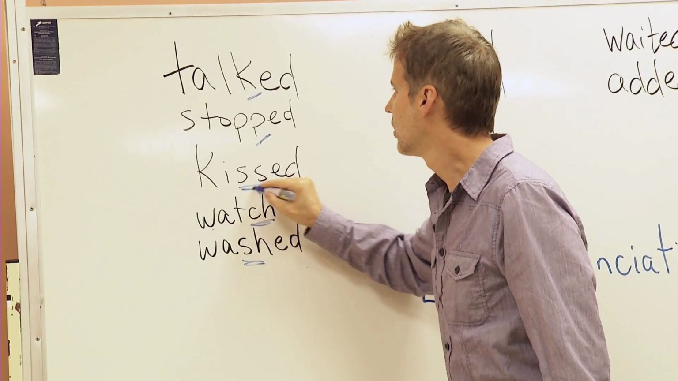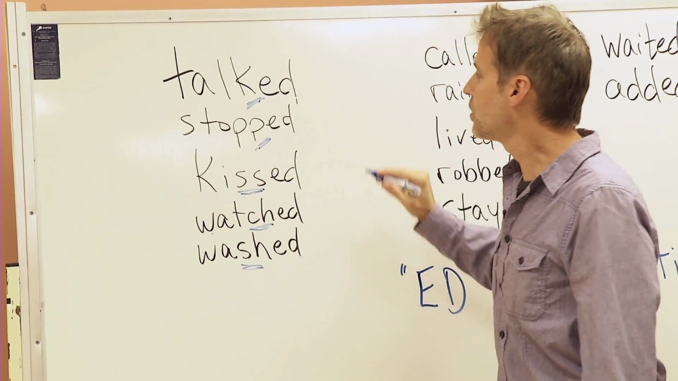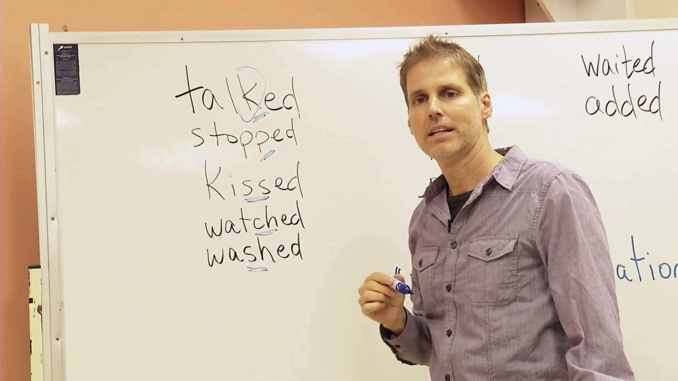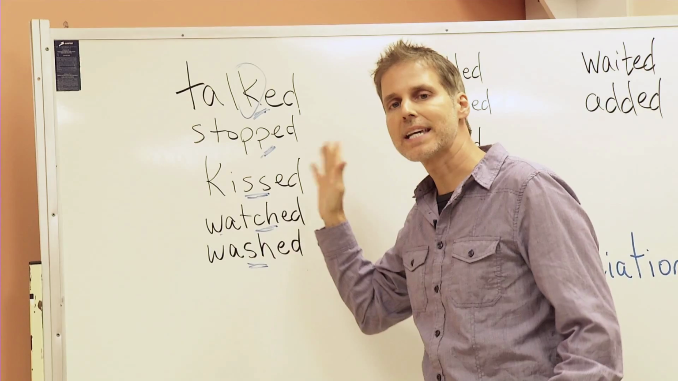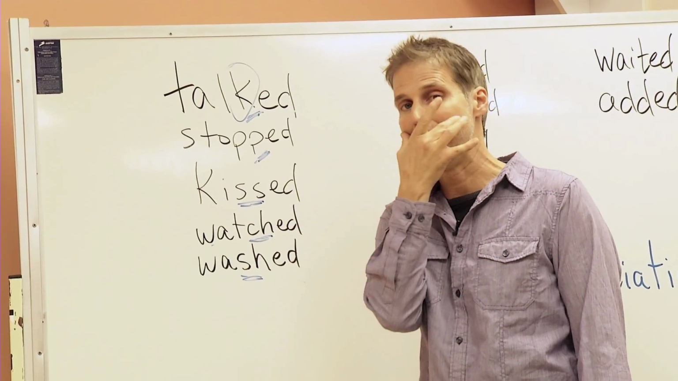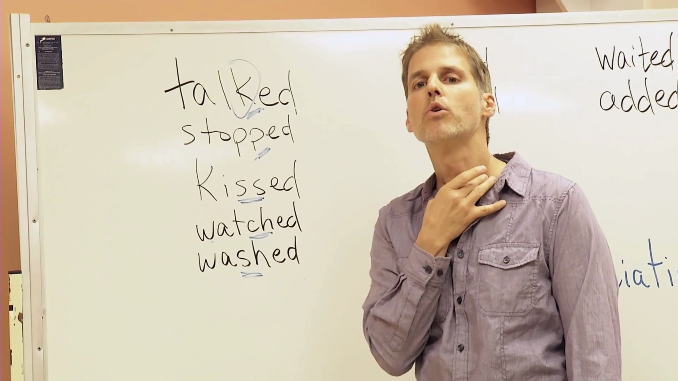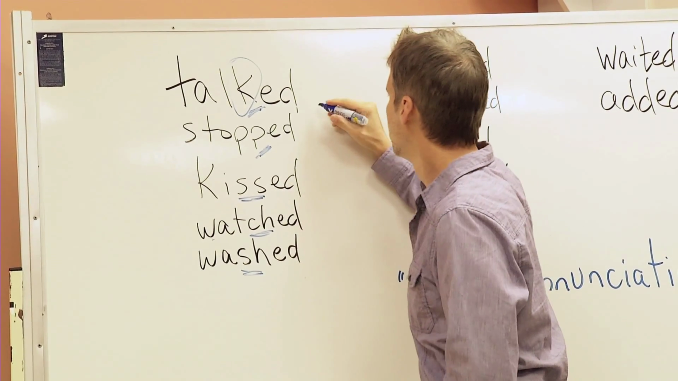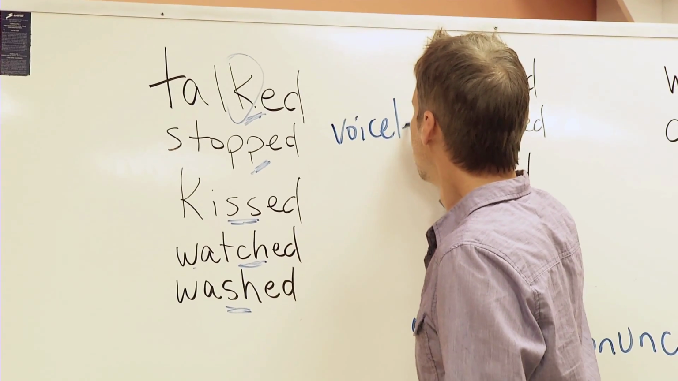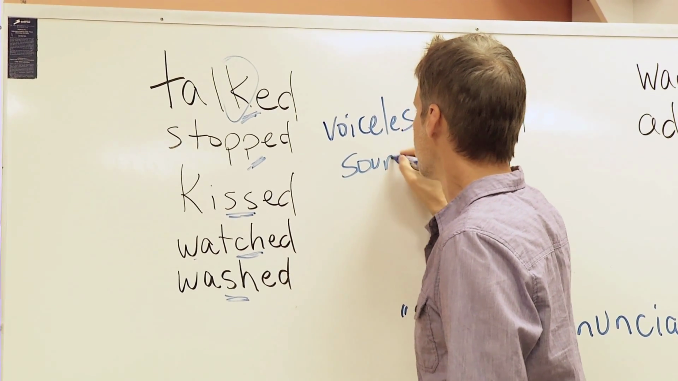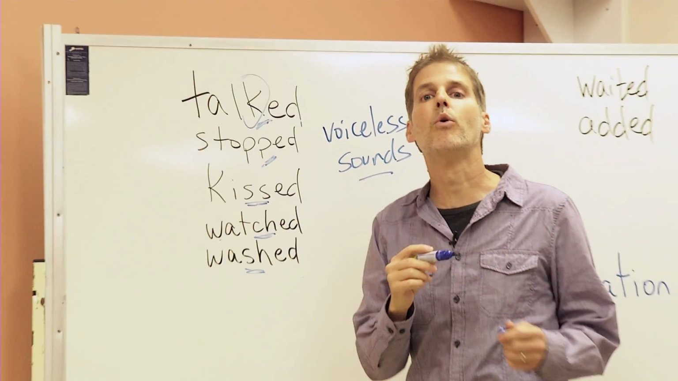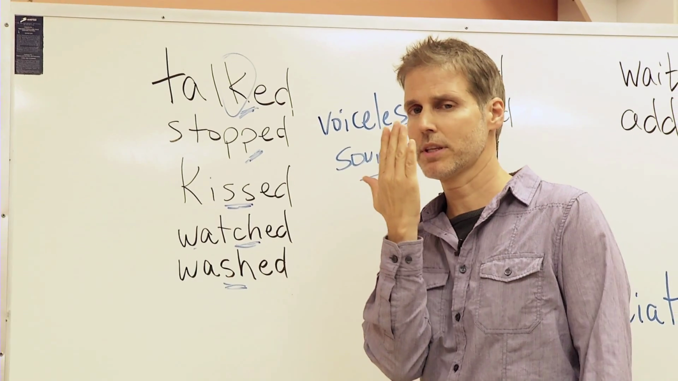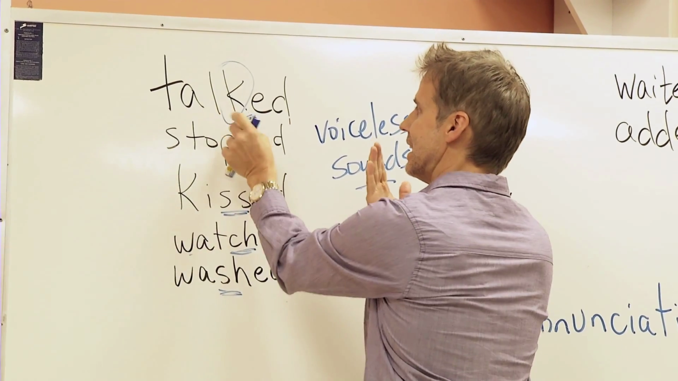You'll notice that when you want to pronounce the K, you're going to ask yourself, how do I pronounce that K? Do I pronounce it with my mouth or with my vocal cords? If you pronounce it with your mouth, we're going to call it voiceless sounds. And what do we mean by voiceless sounds? Well, let's find out. You put your hand in front of your mouth, and you're going to pronounce these consonants.